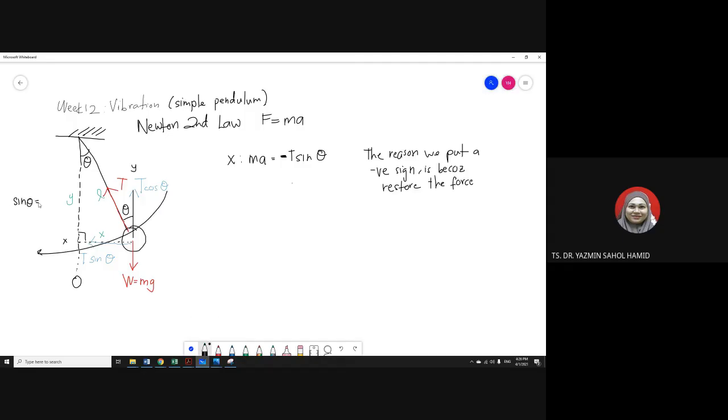Sin theta akan equal to apa? Tentang divide by hypo kan? So dia akan jadi X over L. Okay, so kita tulis balik X in X direction, M. Now, acceleration, M multiplied by acceleration. So untuk ni, apa yang kita boleh assume, acceleration ni adalah sama dengan X double dot.